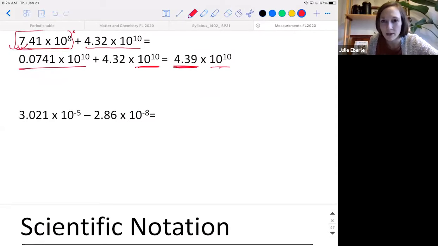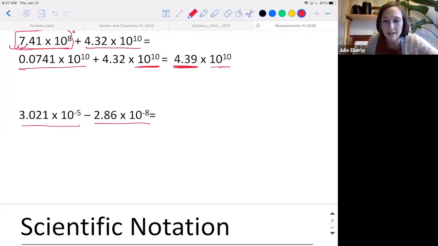So you need to ask yourself something here. Which one do I want to manipulate? Do I want to take this first number and make the -5 match the -8? Or do I want to take the -8 and make it match the -5? Okay. I'm going to pick the second number, the -8, and I'm going to make that exponent match -5.